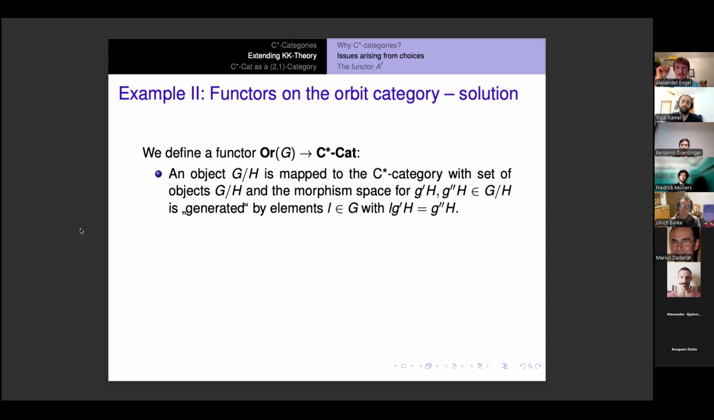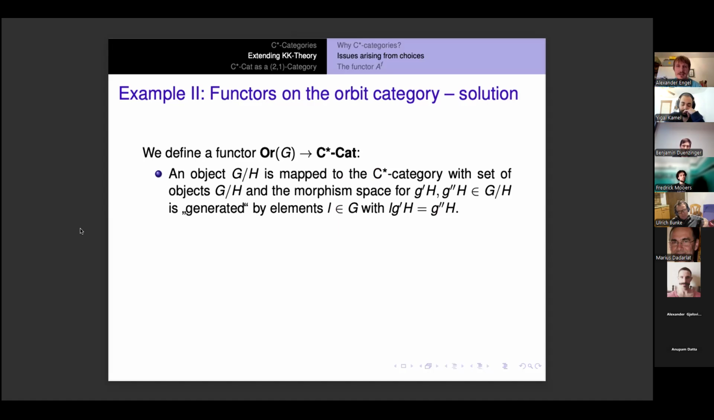And the morphism space for two cosets in the C-star category is generated by such group elements L with this property. So what does generated mean? Well, you take all these group elements L, span a complex vector space with them, and then put a suitable C-star norm on this. For this talk, it's not relevant how you concretely do this, but basically every element is a generator of the resulting morphism space.